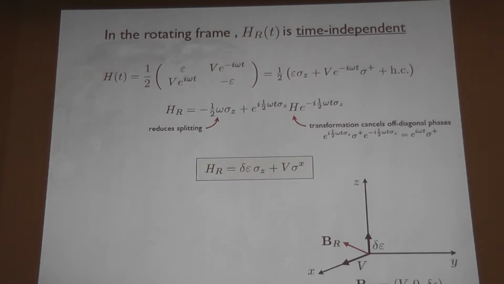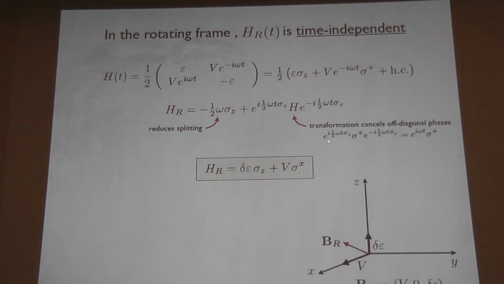I had original splitting epsilon, now it's going to be epsilon minus omega. And I call that thing delta epsilon here. And then over here, it's just a little bit of algebra of what happens with these Pauli matrices, but you can just multiply them out. It's a very simple calculation.